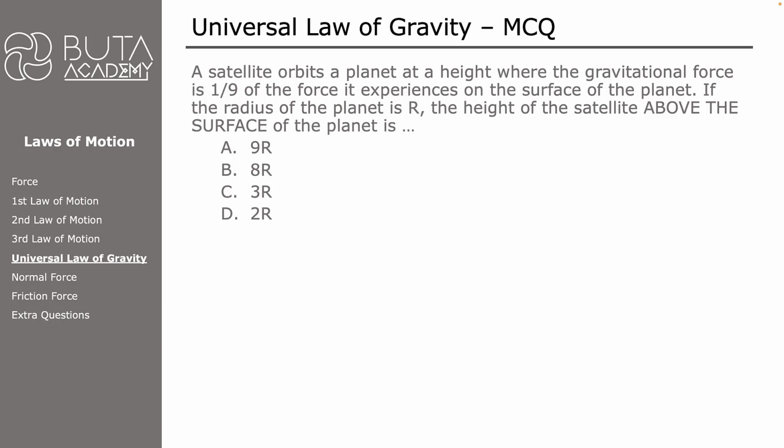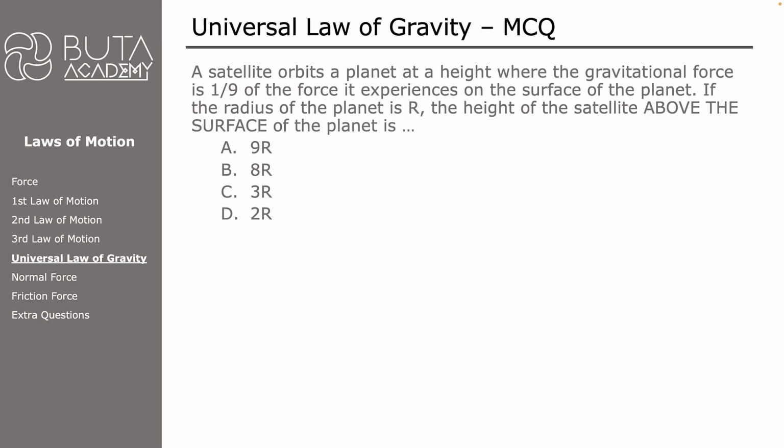A satellite orbits a planet at a height where the gravitational force is 1/9 of the force it experiences on the surface of the planet. If the radius of the planet is r, the height of the satellite above the surface of the planet is: a) 9r, b) 8r, c) 3r, d) 2r.